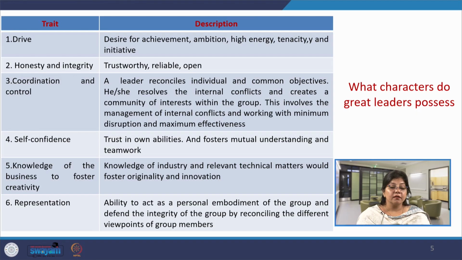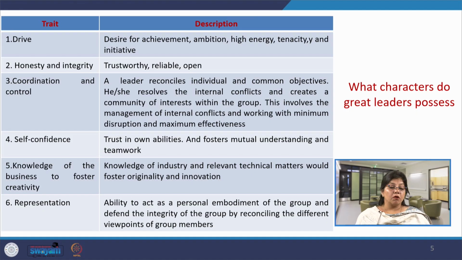The first trait is drive. When a leader has a desire for achievement, ambition, more energy, tenacity, and initiative, then we can say that a person has the trait of becoming a good leader. When there is high energy, there is motivation, and there is a desire for achievement, that we have to achieve this particular goal based on some group members, and the group members are being influenced, then we can say that a person has the trait of becoming a leader. That is the drive.